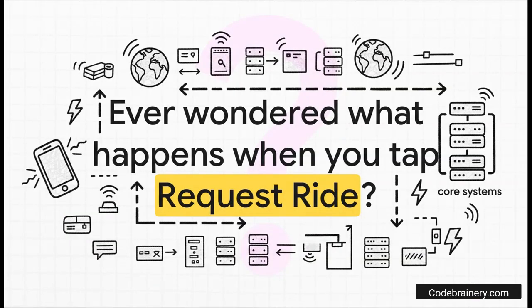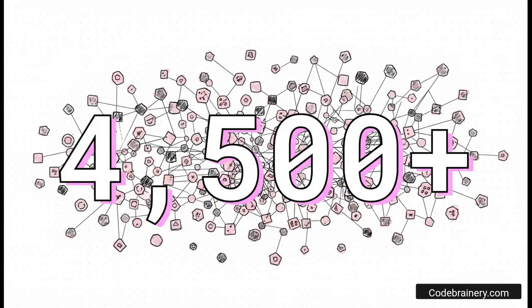It feels like it happens in an instant. But in that split second, your request is actually kicking off this epic digital journey through a massive global network. So we're going to follow that request step by step, from the moment it leaves your phone to the heart of Uber servers and all the way back. So just how big are we talking here? I mean, what kind of system are we dealing with?